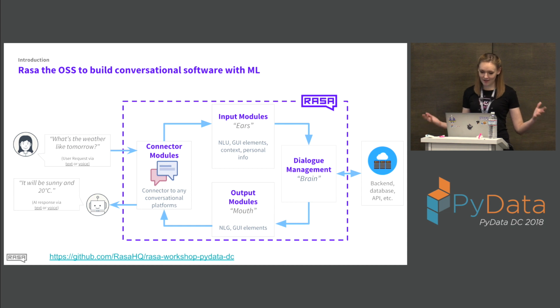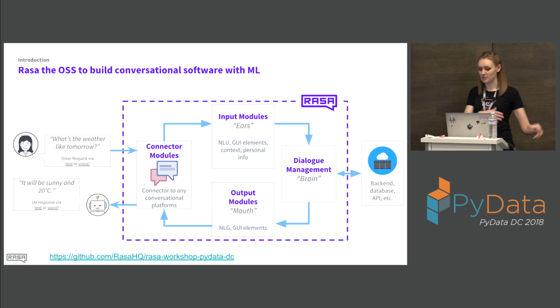So here is what an assistant built with Rasa Core and Rasa NLU looks like. It's a simplified architecture. Let's say we have a user who asks, what's the weather like tomorrow? The first stage that this message would go through is a connector module. This is where you can use any voice or messaging platform that you prefer. It can be, I don't know, Facebook Messenger, Slack, Telegram, or your own custom-built UI for your chatbot.